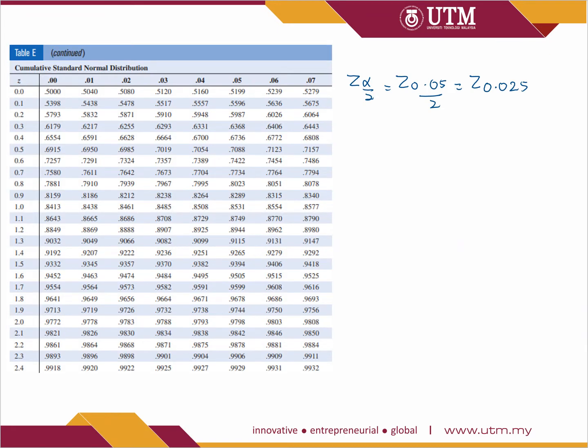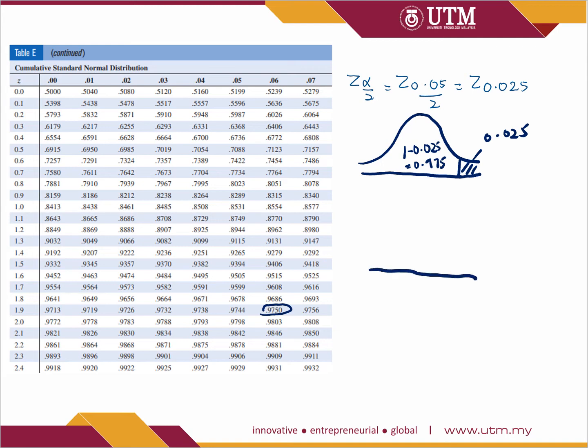So from the table, given Z 0.025, here is the area on the right. So what we need to find from the table is 1 minus 0.025, which equals 0.975. So you just have to find the value of 0.975, and you can see the value of 0.975 is 1.96.